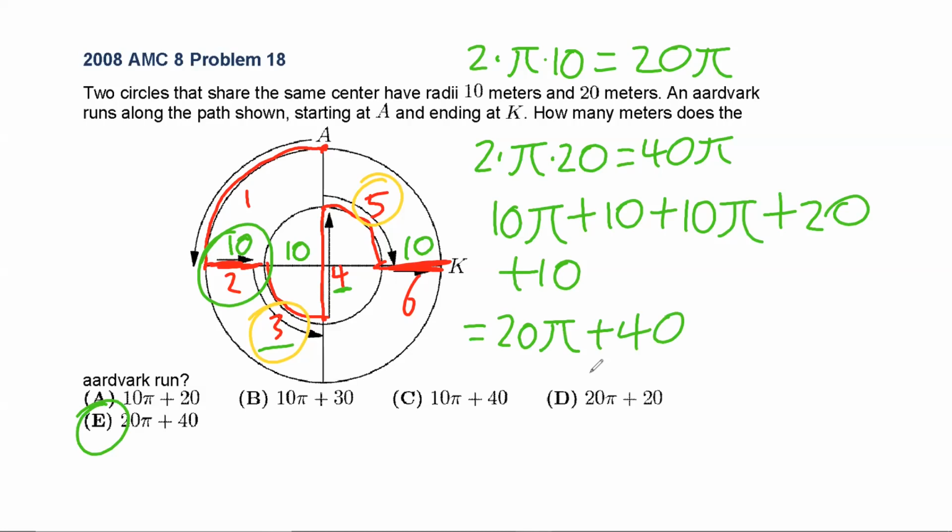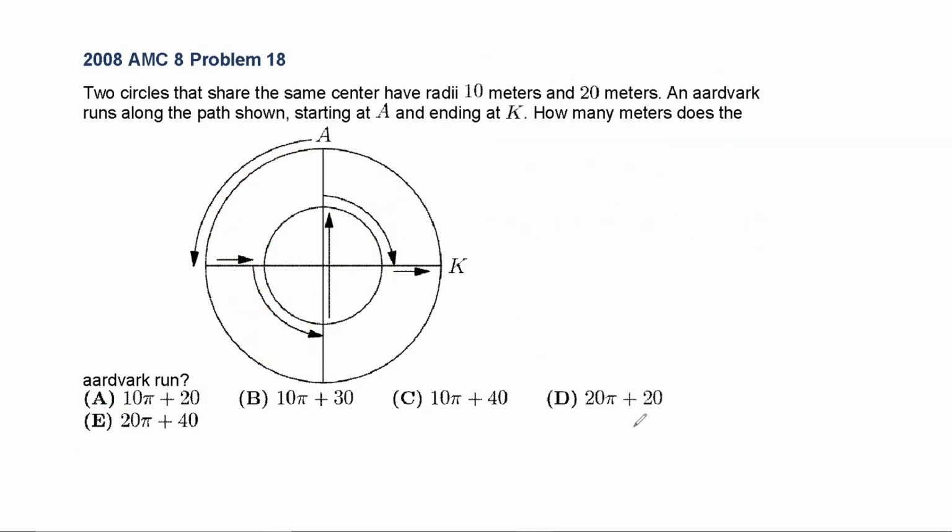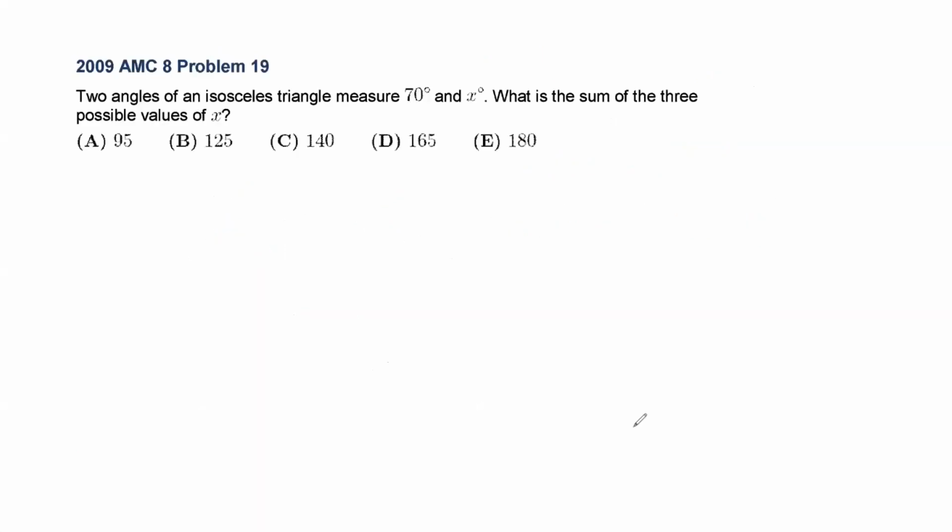Okay, so let's go onward. Two angles of an isosceles triangle measure 70 degrees and x degrees. What is the sum of the 3 possible values of x?